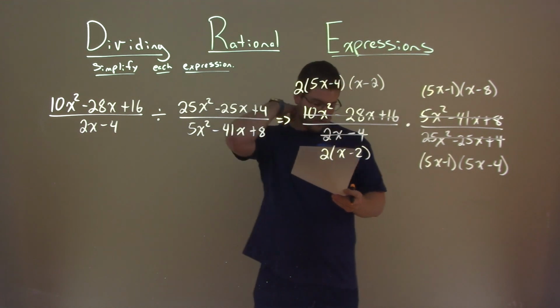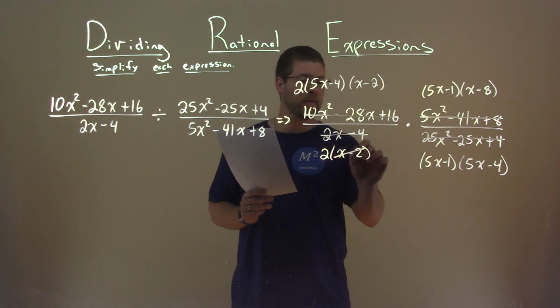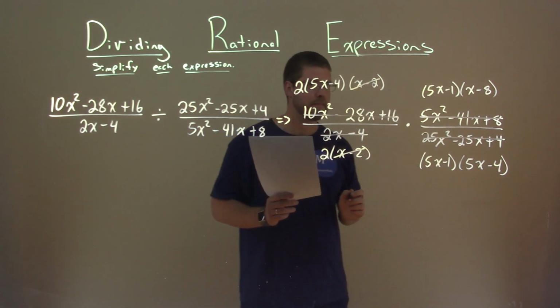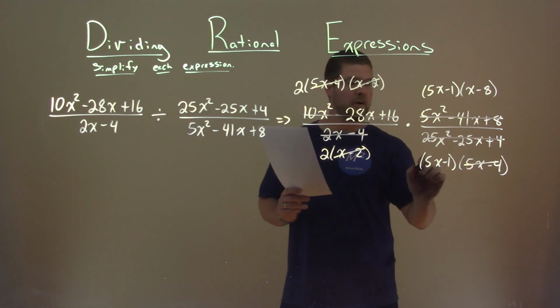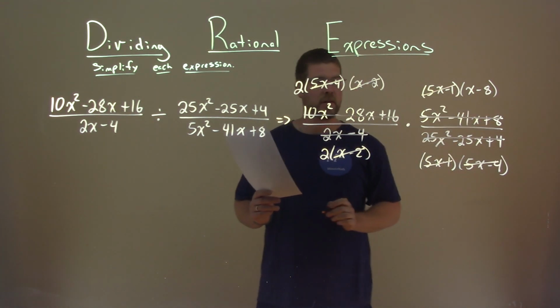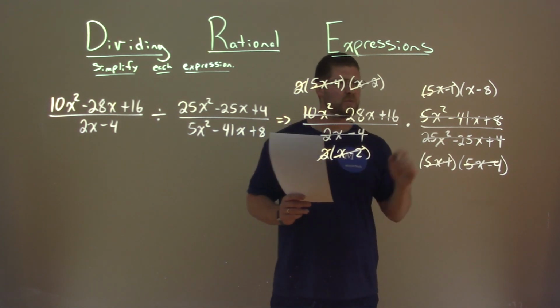So now what we want to do is see what we can eliminate from the numerator and denominator. I see an x minus 2 and an x minus 2 here, 5x minus 4 and 5x minus 4, 5x minus 1 and 5x minus 1, and I see a 2 and a 2. So what are we left with?